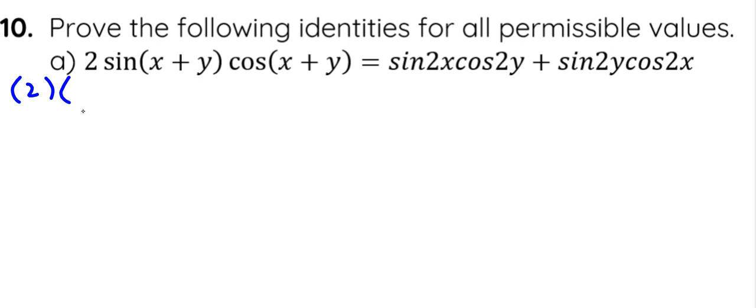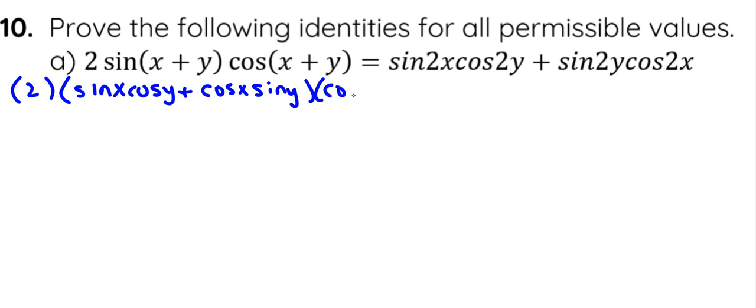So sine x plus y is going to be sine x cos y plus cos x sine y. And that will be multiplied by cos of x plus y. So cos of x plus y is going to be cos x cos y minus sine x sine y.